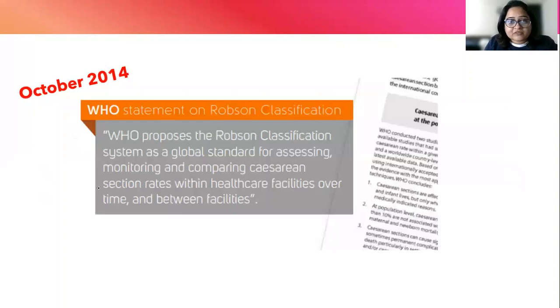So as I said, in 2014, the WHO proposed the Robson classification system as a global standard for assessing, monitoring, and comparing cesarean section rates within healthcare facilities over time and between facilities. So remember this, it is now implemented by the WHO. That's why it's important from your exam point of view, and because it is being done now in most medical colleges in India. We are now following this classification in the labor ward, in the labor room. So you need to know this.